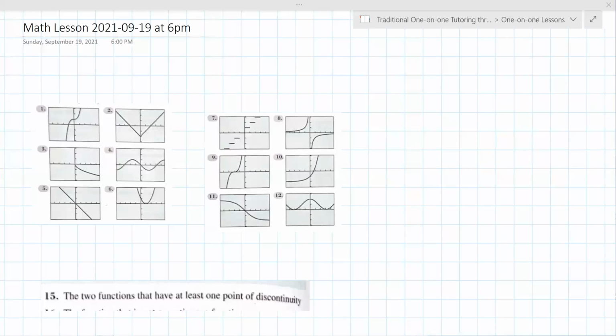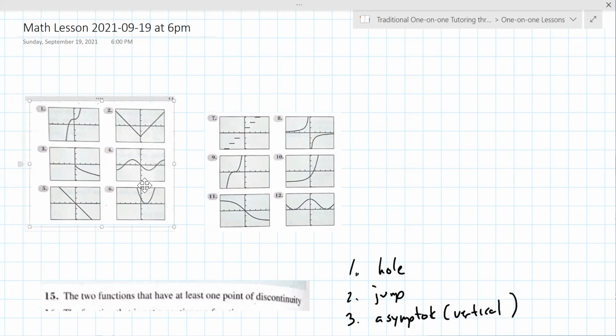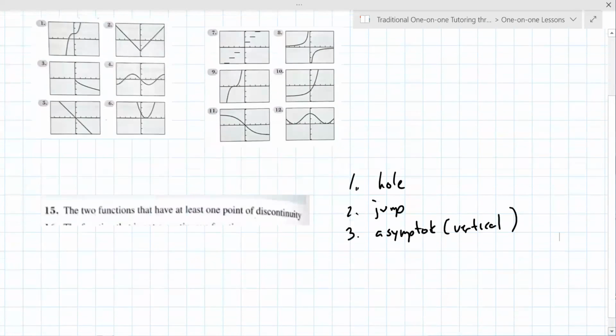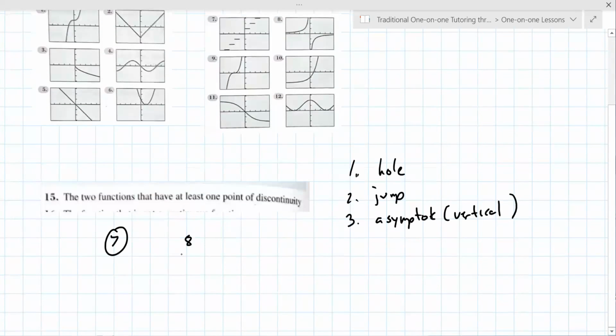Okay. So the question here says: the two functions that have at least one point of discontinuity. There are three types of discontinuities. One is a hole, two is a jump, and three is an asymptote, specifically a vertical one. Can you pick them out here? 7 and 8, right? Yep, you got it. So we'll just say 7 and 8.